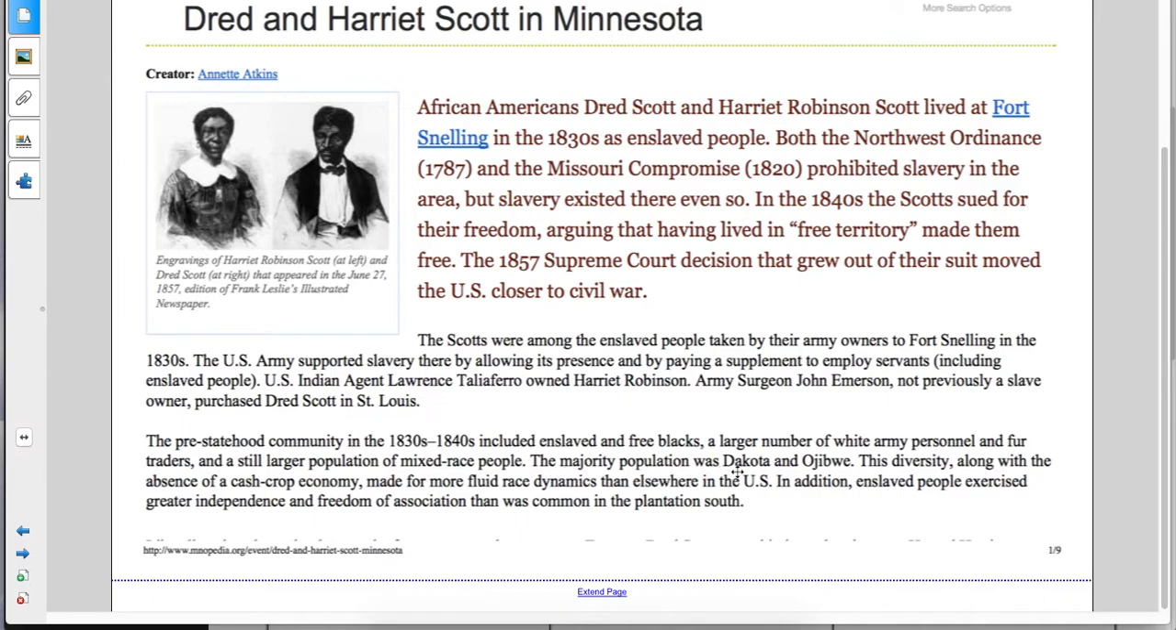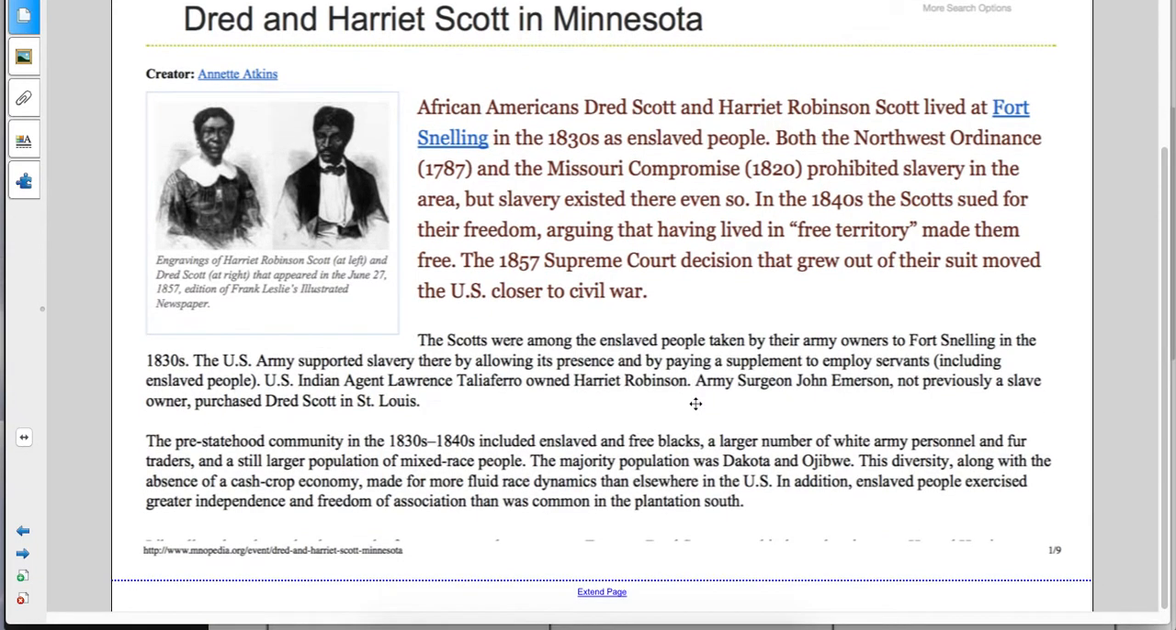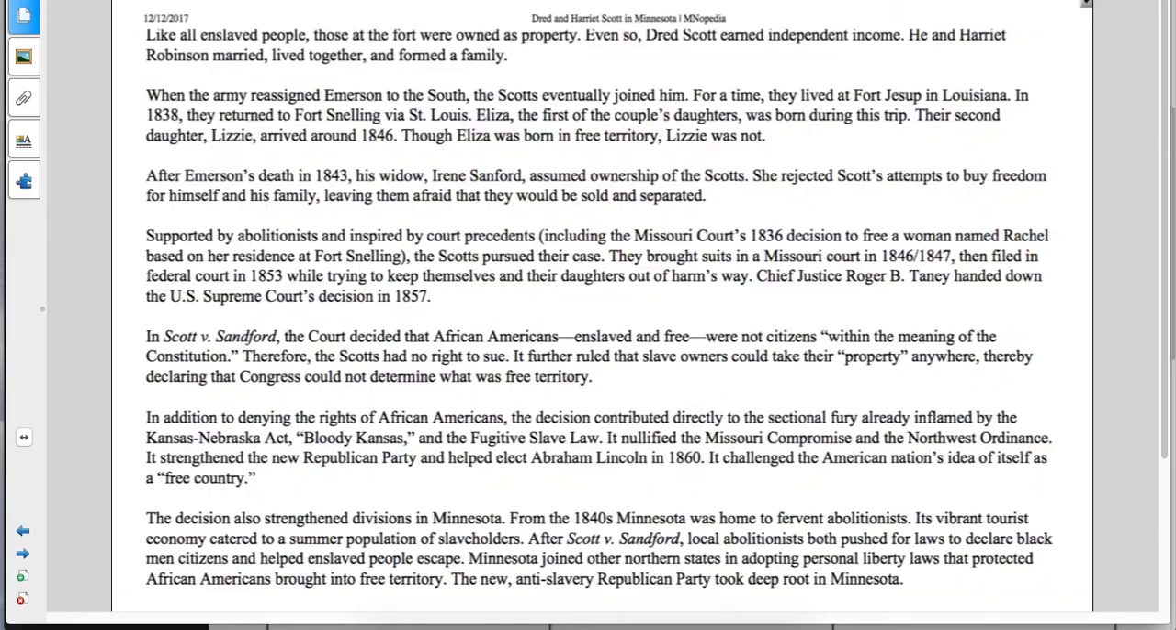The majority of population was Dakota and Ojibwe. This diversity, along with the absence of a cash crop economy, made for more fluid race dynamics than elsewhere in the United States. I got a question now. Why did Minnesota seem so diverse? In addition, enslaved people exercised greater independence and freedom of association than was common in the plantation south. So they seemed to have a little bit more freedom when they were in the north.